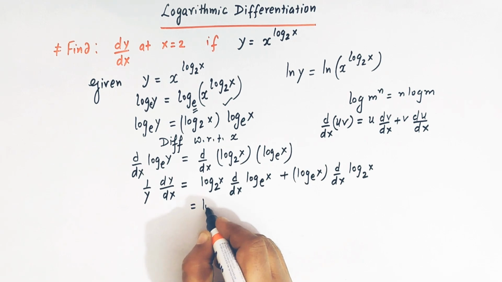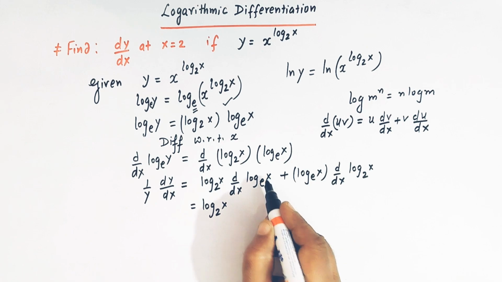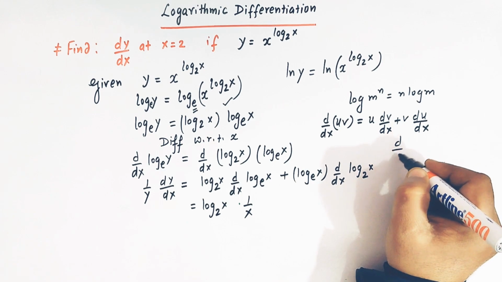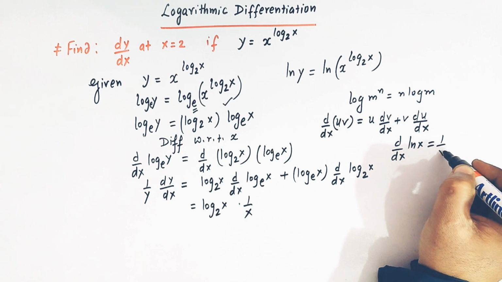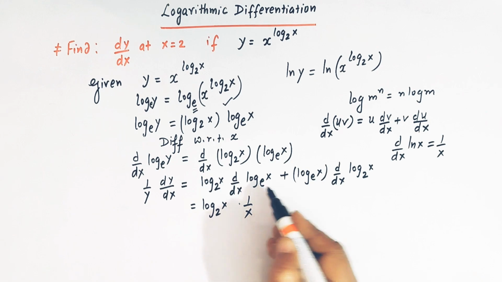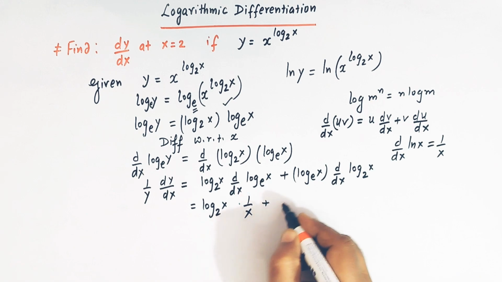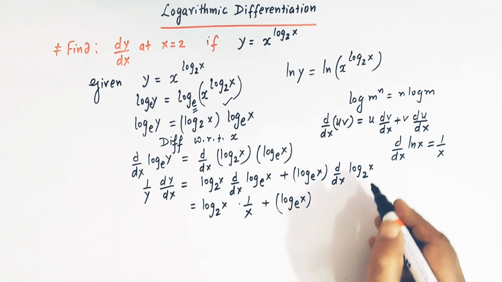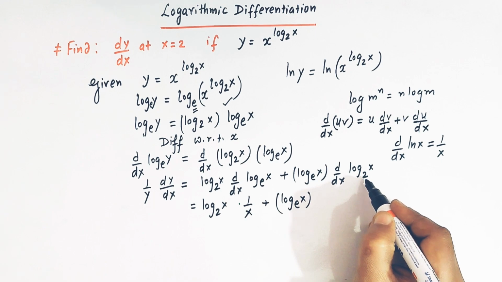So now we have log x to the base 2, and here the derivative of log x is 1 over x, because we know that the derivative of natural log is equal to 1 over x provided the base is e. So log x to the base e is the same as ln x. So we have 1 over x, and here we have log x to the base e, and here we have to differentiate log of x to the base 2.